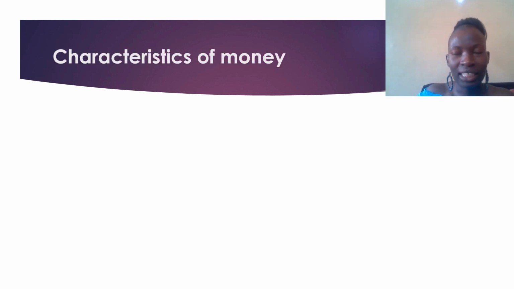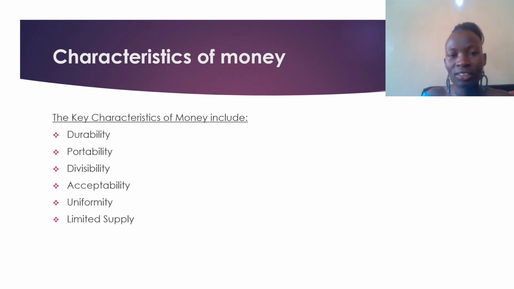So after talking about the definition of money and the origin of money, we are also going to look at the characteristics of money. So the first characteristic is durability. The material that is used to make money should be a material that is durable and not a material that can get spoiled easily.